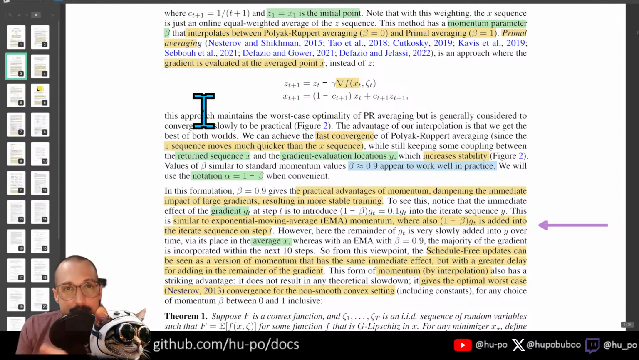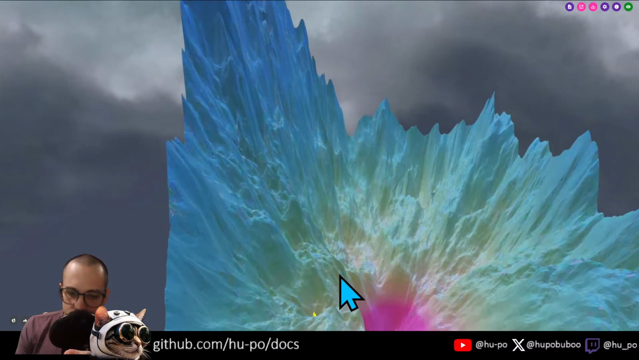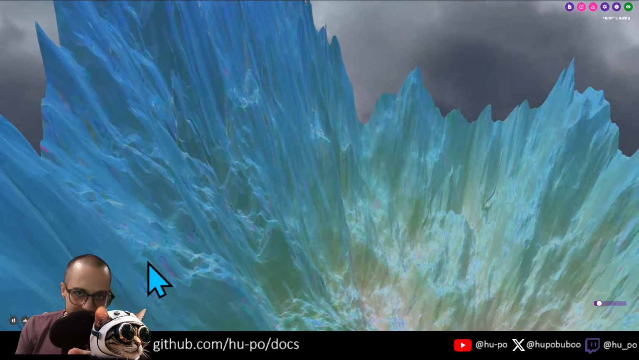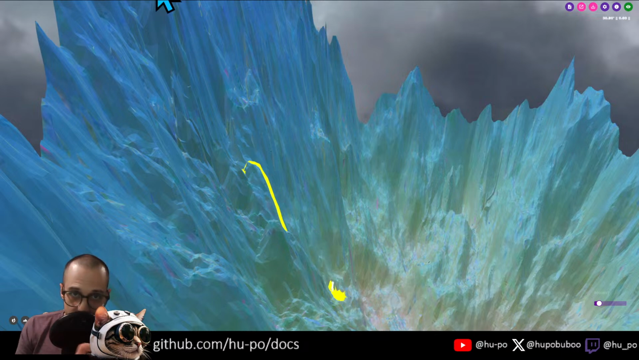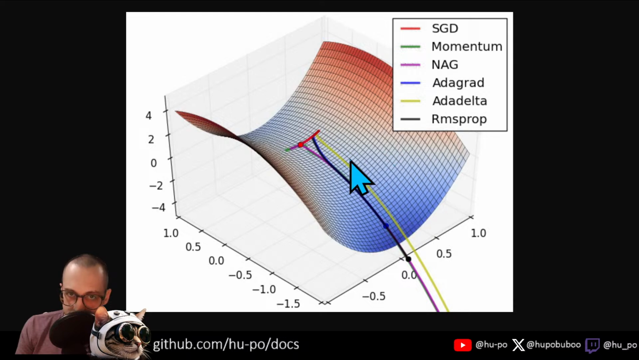Is this more like exponential average weights? Yeah, it's similar to that. The practical advantages of momentum: dampening the immediate impact of large gradients results in more stable training. Right, so another advantage of momentum is that you don't get this back and forth, right? If you're only using the immediate slope, you're going to bounce around a lot. But if you're using a momentum or average, then you're not going to do as much bouncing, right?